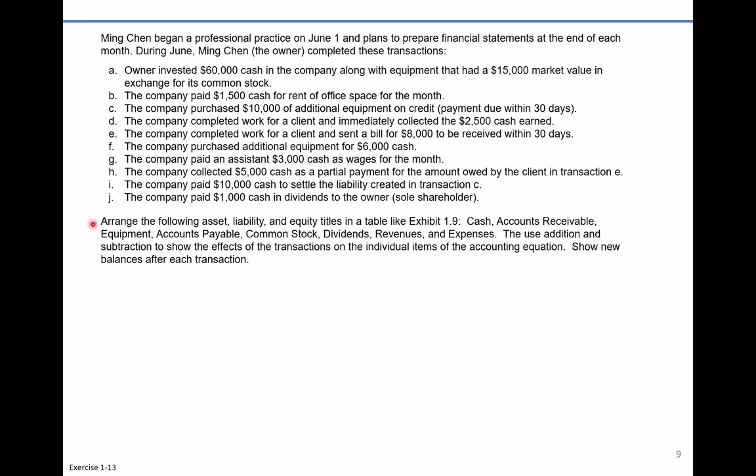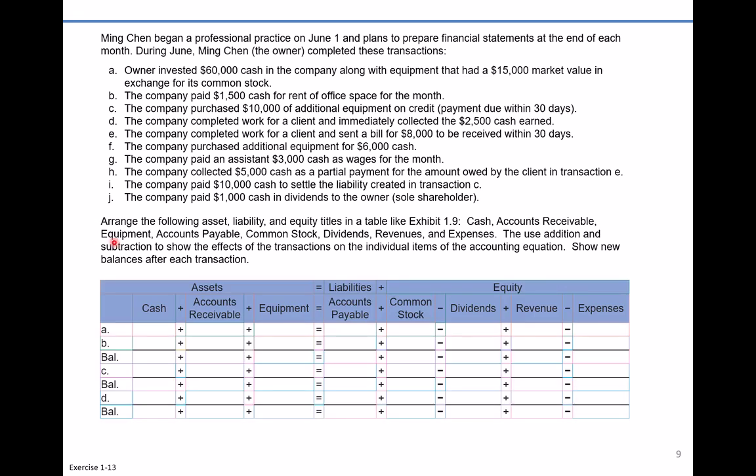Problem says arrange the following asset, liability, and equity titles in a table like Exhibit 1.9 from the textbook: cash, accounts receivable, equipment, accounts payable, common stock, dividends, revenues, and expenses. Use addition and subtraction to show the effects of the transactions on the individual items of the accounting equation. Show new balances after each transaction. So when you open up Connect, you'll already see this table displayed for you.